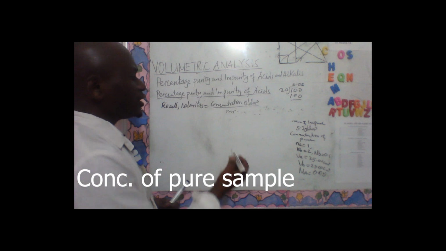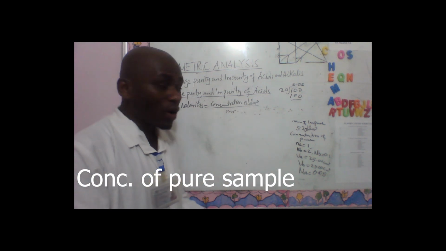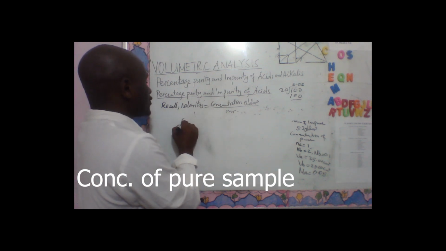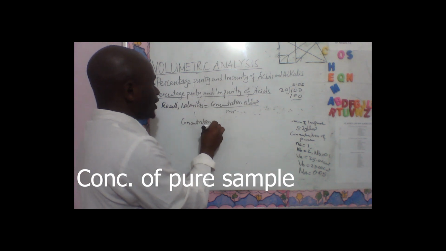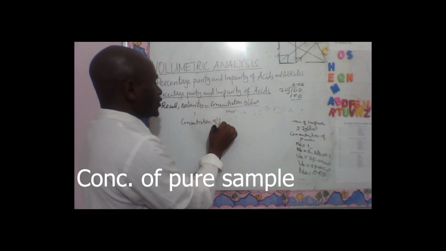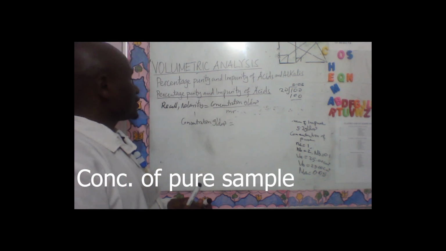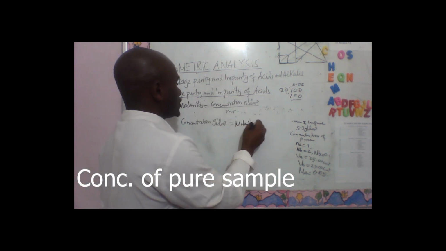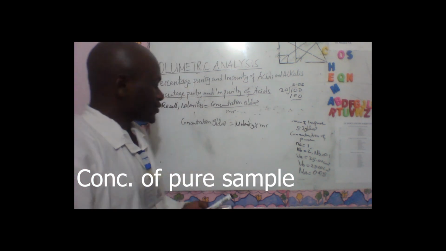So here we need concentration, so we are supposed to make it the subject. How to do so? We can do it like this. With cross multiplication, concentration in gram per decimeter cube is equal to molarity times molar mass. So how to do so?